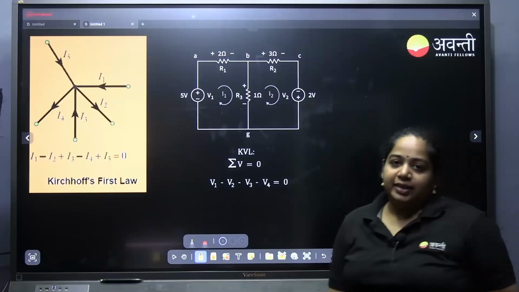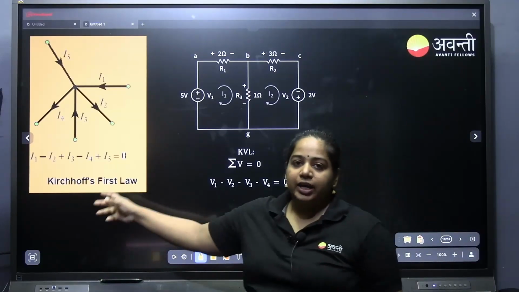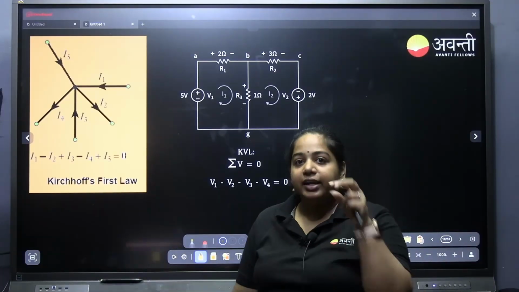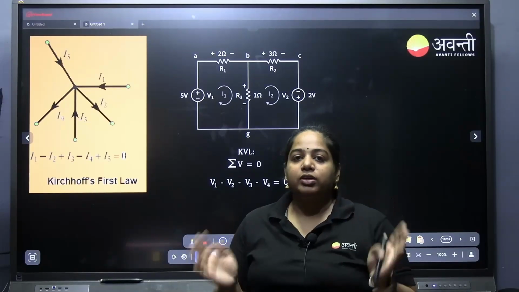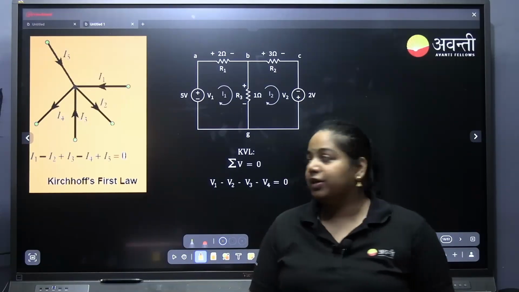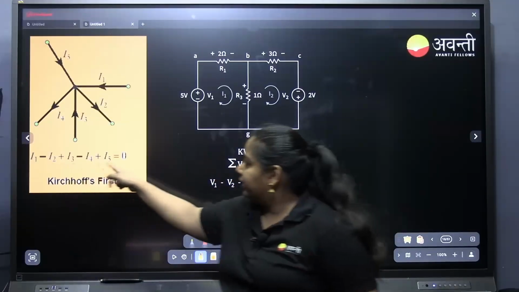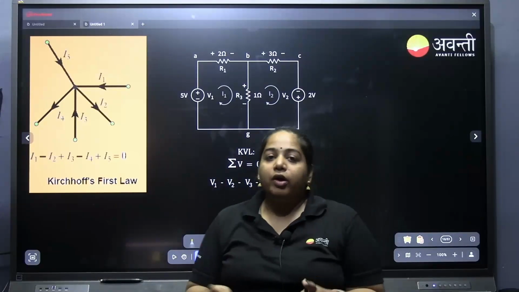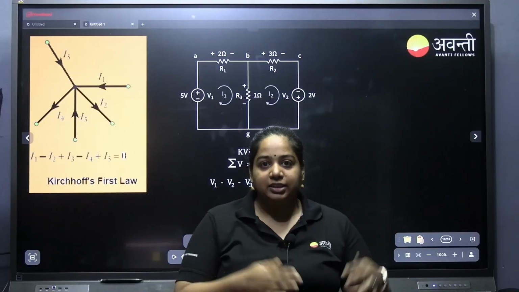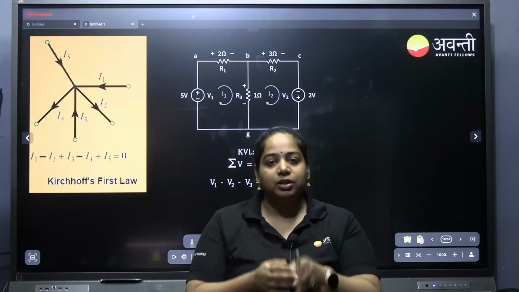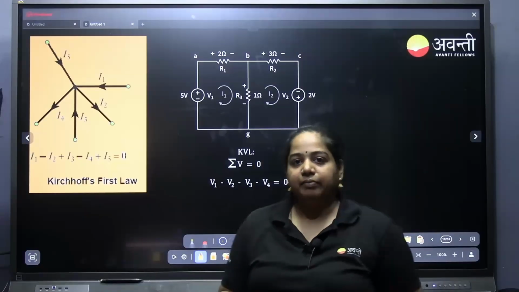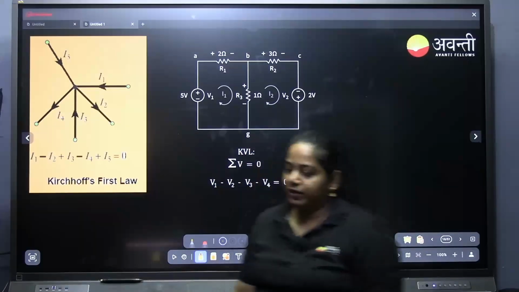Then we have KVL and KCL. Kirchhoff's current law, what does it say? If we take a junction, the total sum of current in that junction will be 0. If you add all the current in that junction, it will be 0. In other words, we can say that as much current comes to the junction, the same amount of current leaves the junction. That is the basic meaning of it.